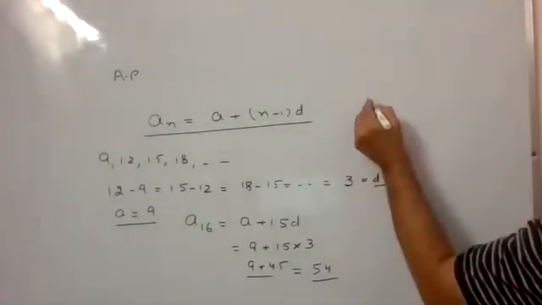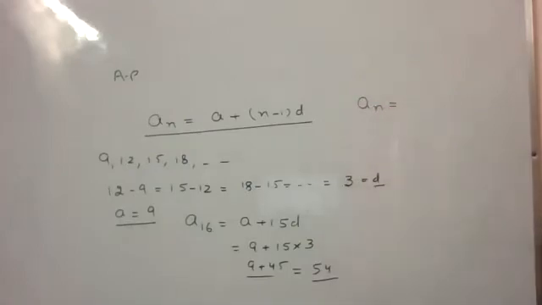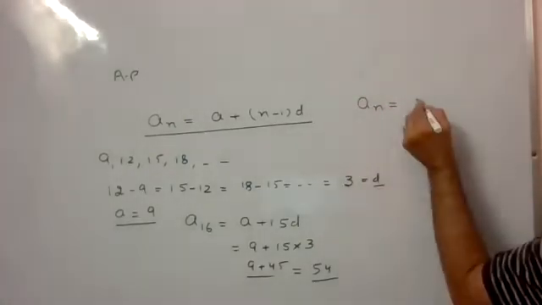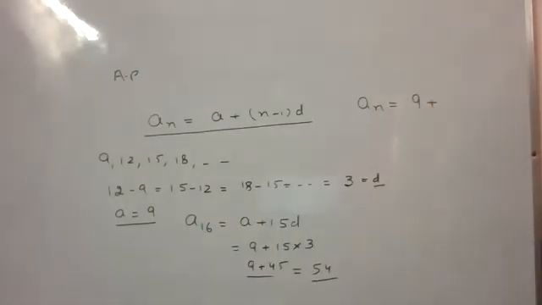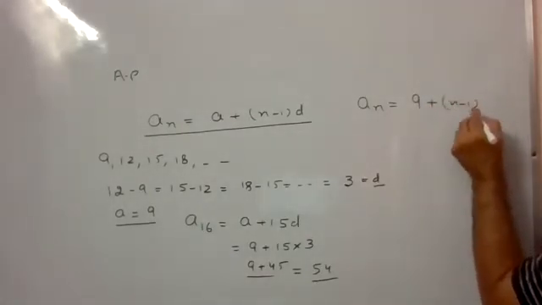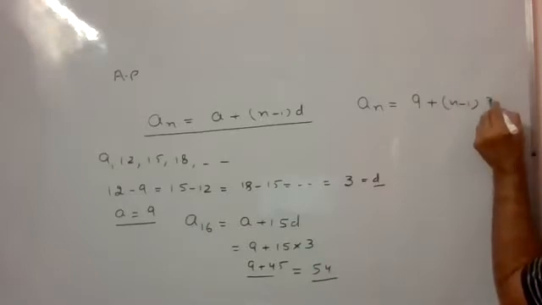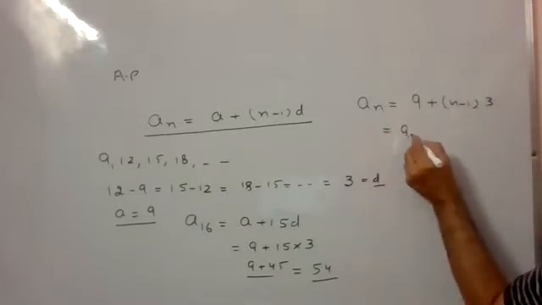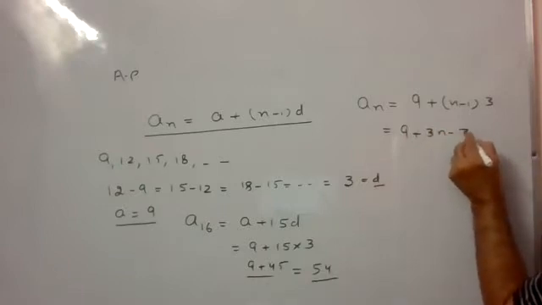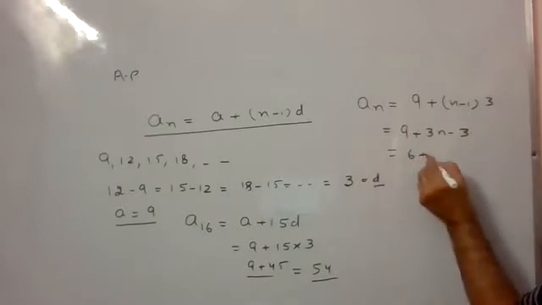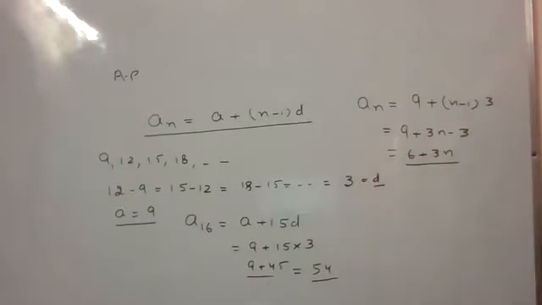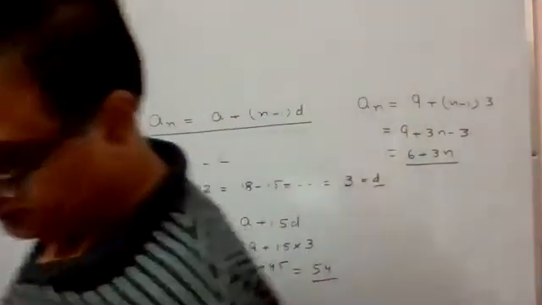Then they ask the general term. General term means the nth term they are asking. A plus n minus 1 into D. A will be 9, D is 3. So now the general term is 9 plus 3n minus 3, or I'll say it will be 6 plus 3n. That is your general term.